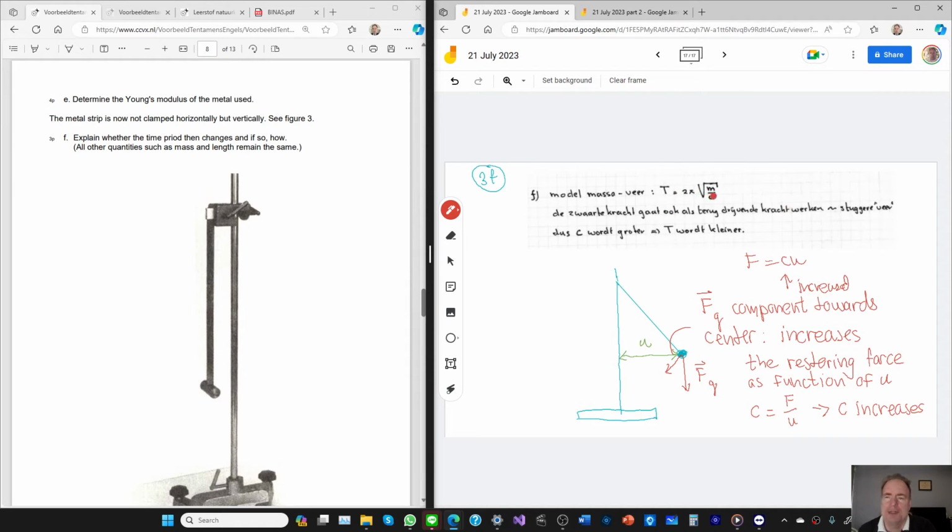And what happens then with T? Well, an increased spring constant means a shorter time period. So a shorter time period, so here they say T becomes smaller.